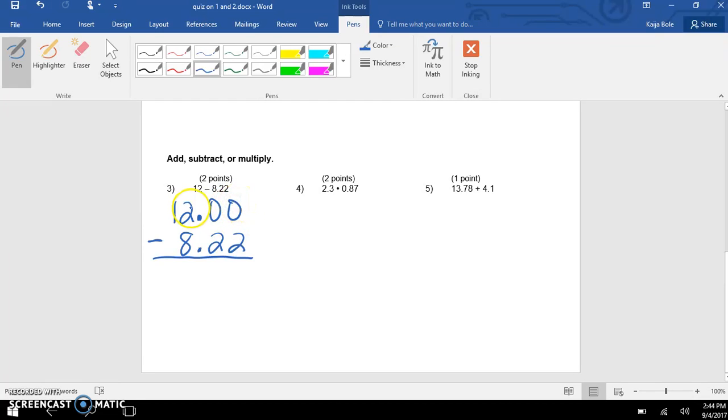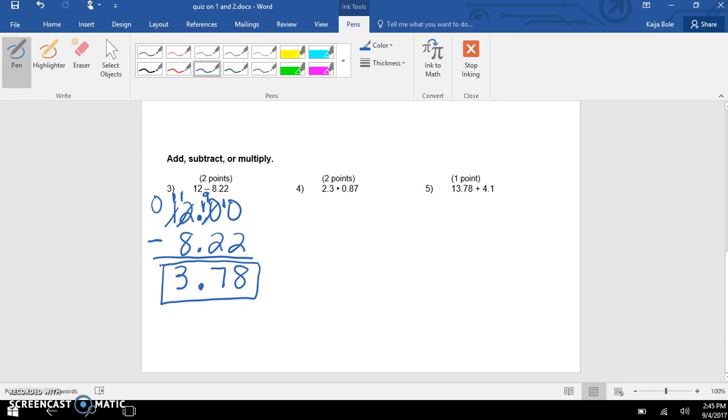So we're going to do some borrowing. So first we're going to borrow from the 2. That becomes a 1. This 0 becomes a 10, but then we're going to have to borrow again. So that becomes a 9. And this last 0 becomes a 10. And 10 minus 2 is 8. Here we can do 9 minus 2, which is 7. Bring down that decimal. But here we can't do 1 minus 8, so we're going to have to borrow again. That 1 becomes a 0. We add that 1 here, and 11 minus 8 is 3. So our final answer is 3.78.